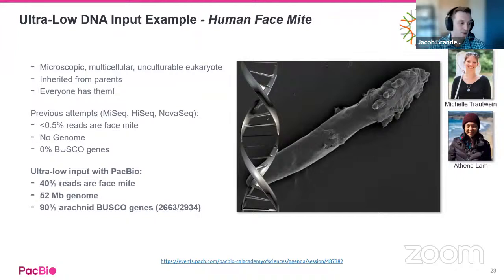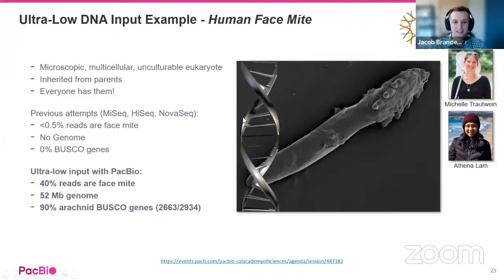And now I want to walk through a couple examples of these workflows. So the first one is going to be an example of our ultra-low DNA input kit. And this was really coming from a human face mite out of the Cal Academy of Sciences. And so face mites are something that everybody has. They are an unculturable eukaryote, and we tend to inherit them from our parents.